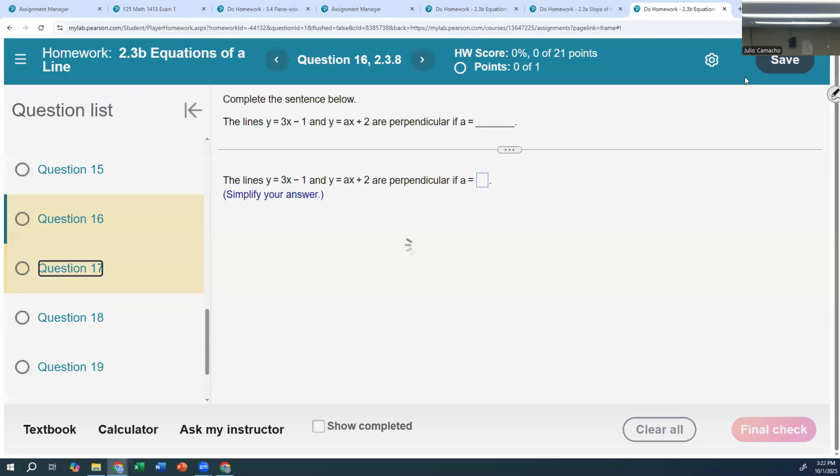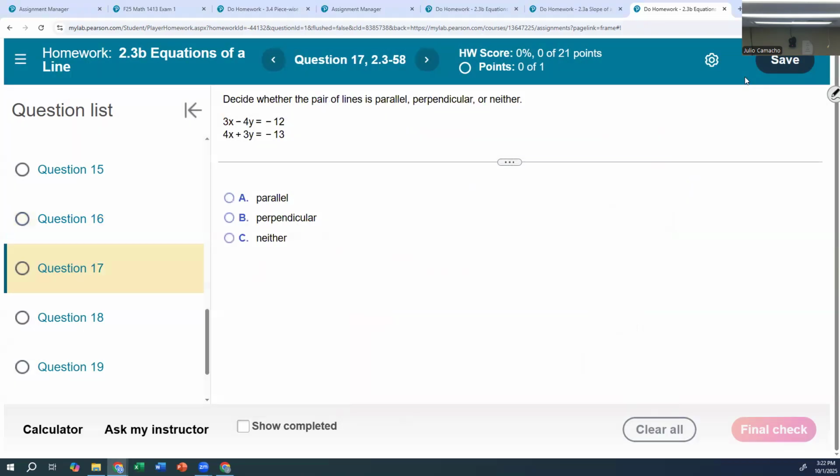Let's go to question 17. They are asking, decide whether the pair of lines is parallel, perpendicular, or neither. Well, what we need to have to be parallel? To be parallel, we found out for question 15 that they have to have the same slope. It doesn't matter if the y-intercept is different.